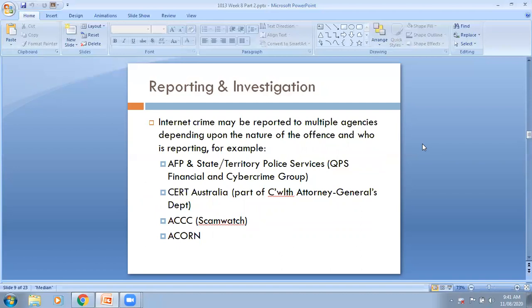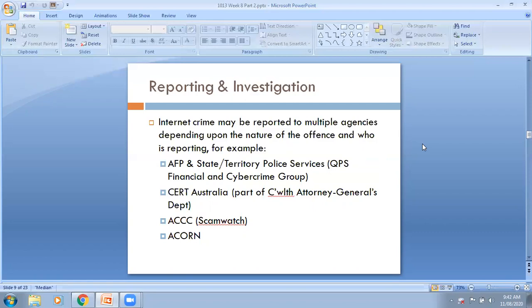So these are all the agencies. There's a whole heap of agencies, and this is for internet crime, and some of this is for white collar crime as well. So it's understandable that people might not know who to report to because it depends on the nature of the offence and whether it's an individual or a business. So the AFP, police, is for individuals, CERT is for businesses, the ACCC is for scams, and ACORN.